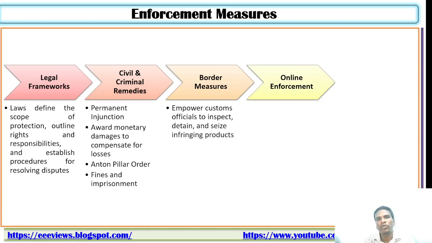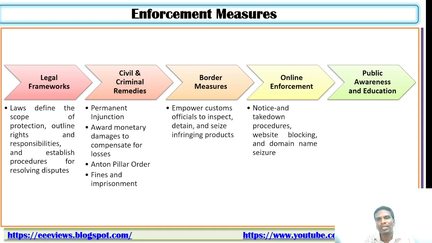Then online enforcement, which is more familiar to you. If you upload copyrighted content, they will give a takedown notice or a strike, or they will block the website. So there is a lot of online enforcement.